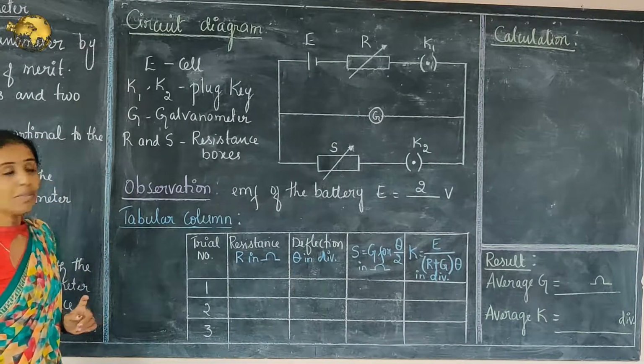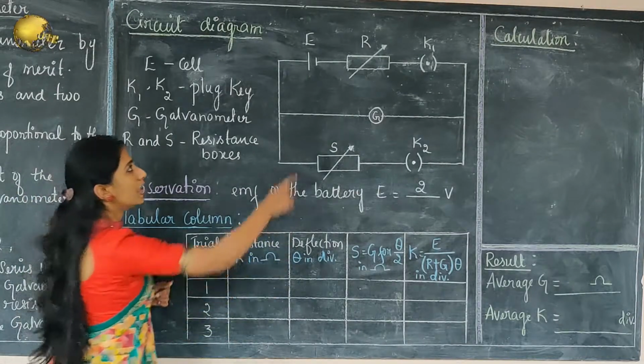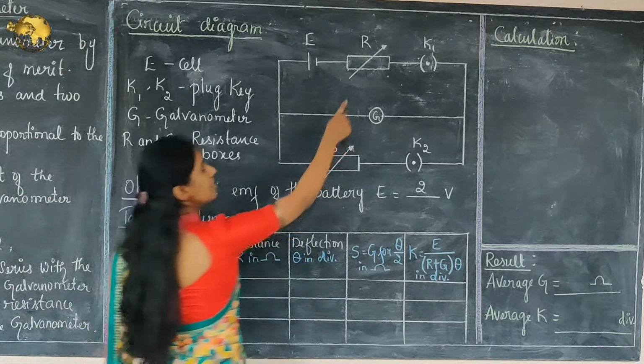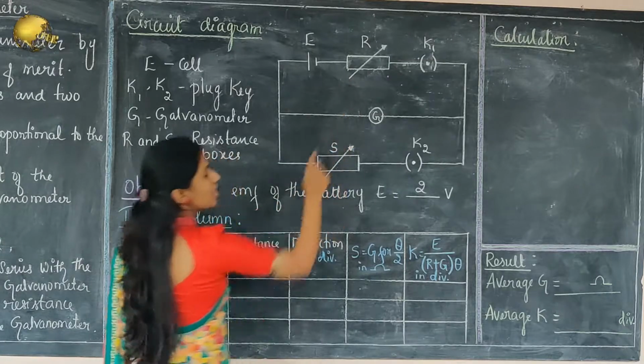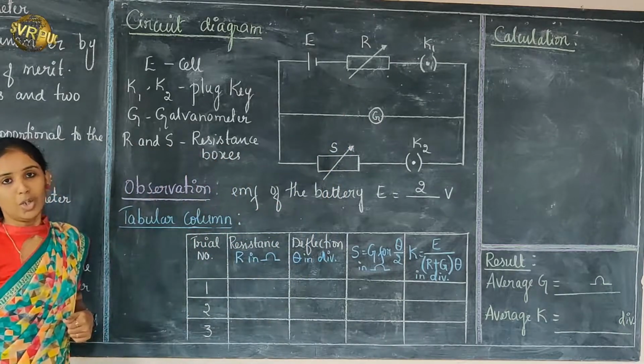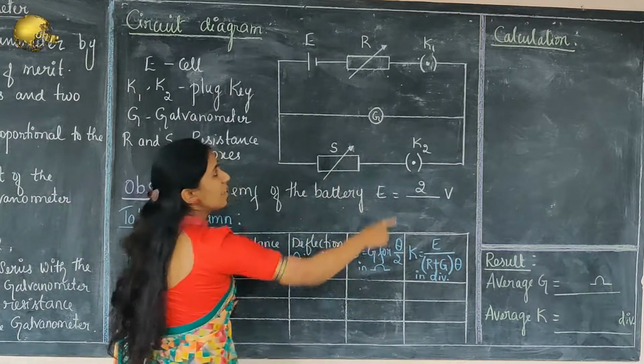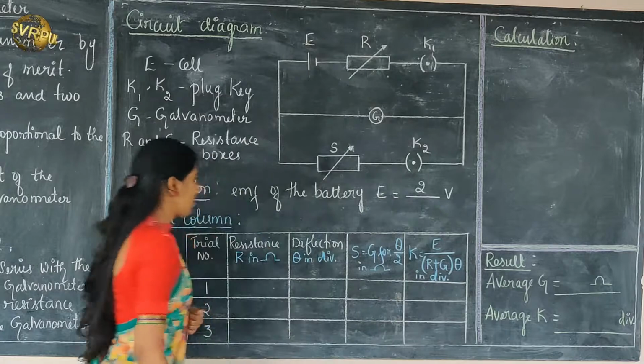Coming to the circuit diagram, the circuit consists of a battery having an EMF of E, two resistance boxes R and S having high and low resistance values respectively, a galvanometer and two plug keys.